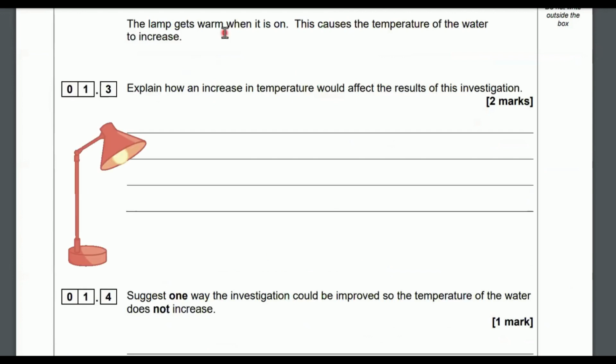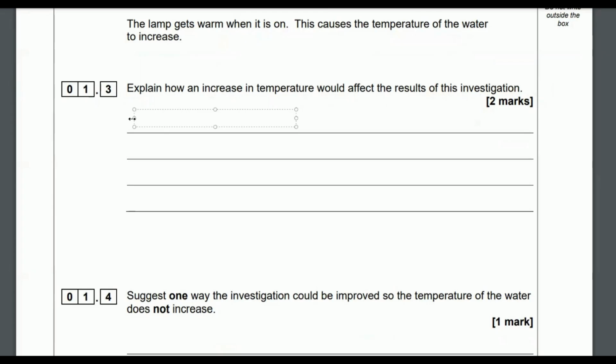The lamp gets warm when it's on. This causes the temperature of the water to increase. 1.3. Explain how an increase in temperature would affect the results of this investigation. So there's 2 angles you can go down here. You should pause the video and have a go. Okay, I'm going to go through the 2 different kinds of explanations.